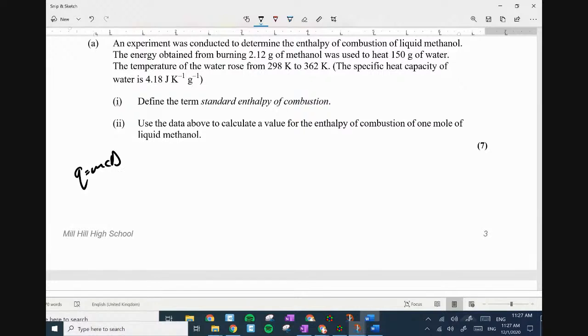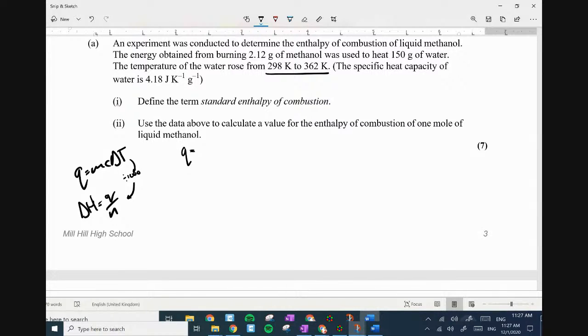Q equals mc delta T, and then delta H equals Q over n, and I just remember, divide by 1,000 when you're going like that. Okay, first thing, what have I got? I've got a temperature change. Going to have to work that out on my broken calculator. 362 minus 298. Boom, 64 degrees.